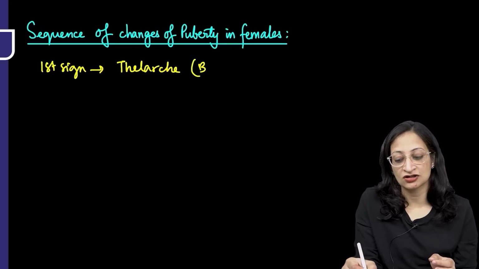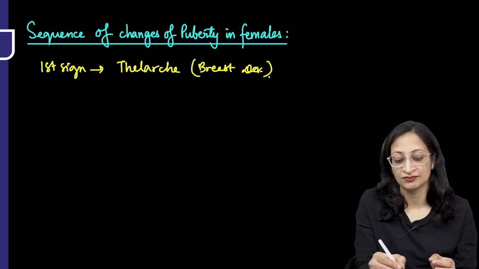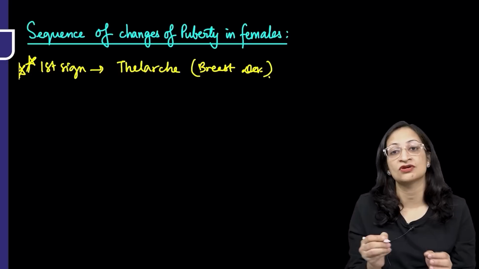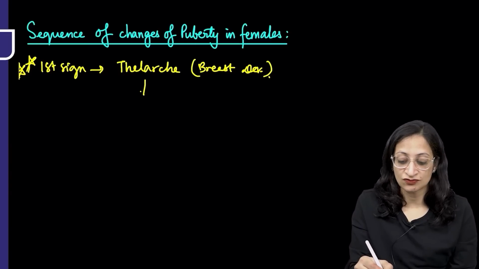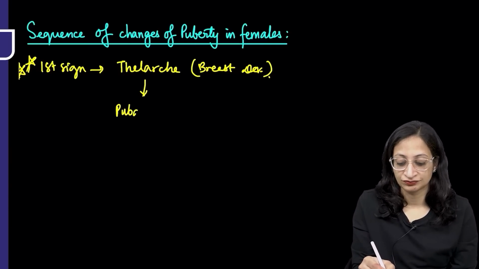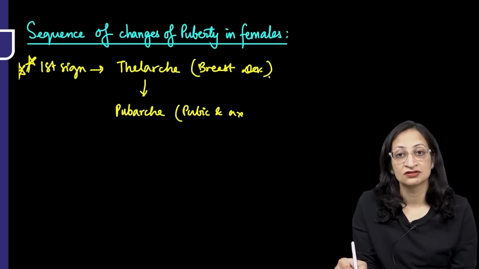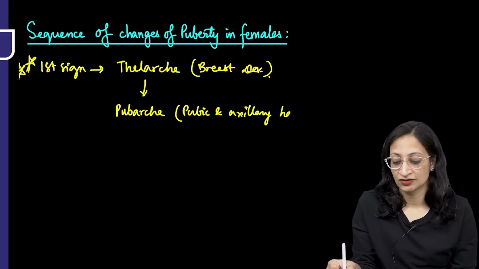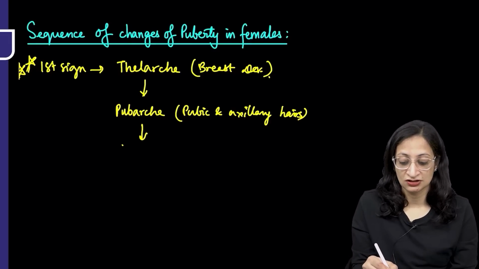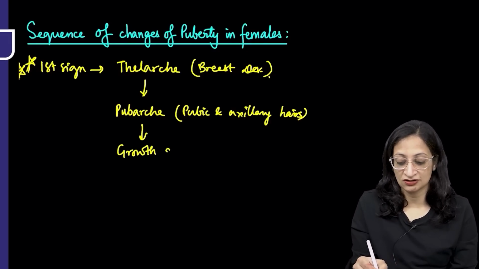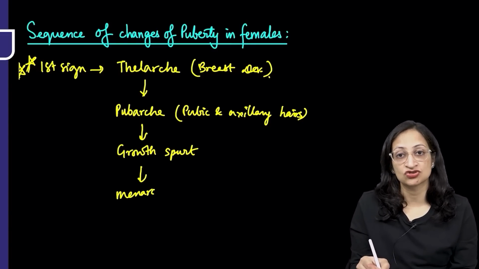Okay. So thelarche or breast development is the first sign of puberty in females, right? So very important, often asked direct question, what is the first sign of puberty in females? So it is thelarche or breast development. So it is followed by pubarche or development of pubic hairs, pubic and axillary hairs. Okay, right? Then comes the growth spurt or the peak increase in growth velocity. And finally comes menarche or the beginning of the menstrual periods.